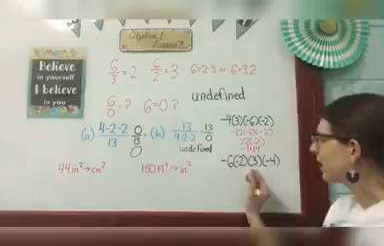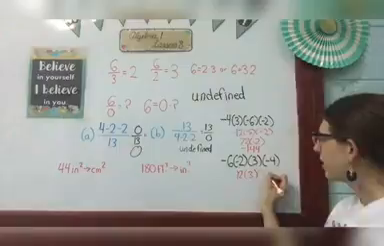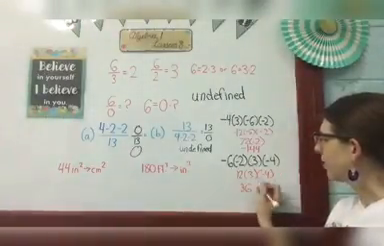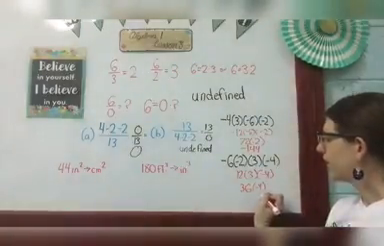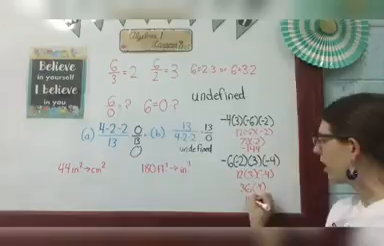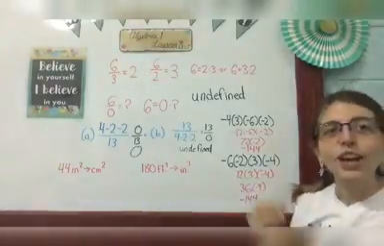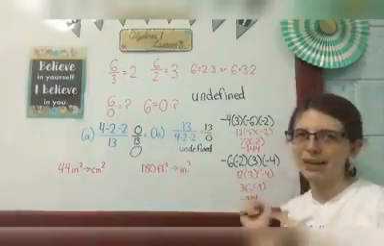Negative 6 times negative 2 gives me positive 12 times 3 times negative 4. Positive 12 times positive 3 is positive 36 times negative 4. 36 times negative 4 equals 144. Since I have unlike signs, my answer is negative. So I got the same answer. It doesn't matter your order, you'll get the same answer.